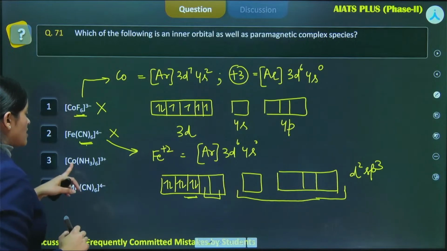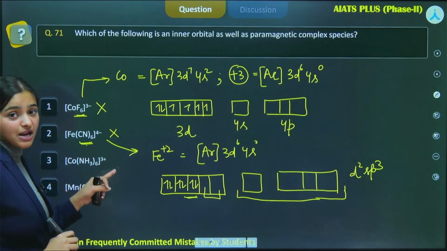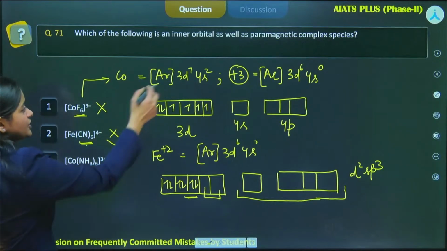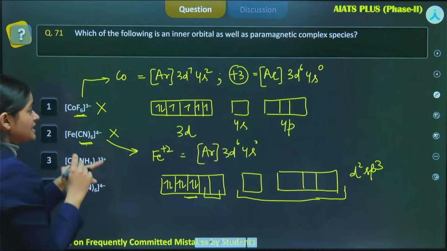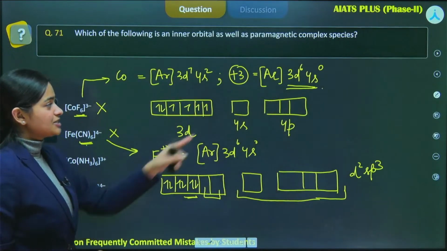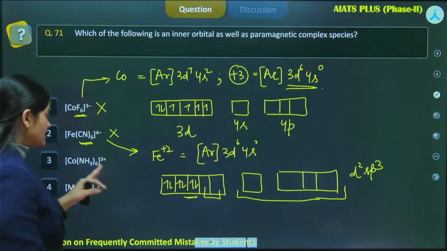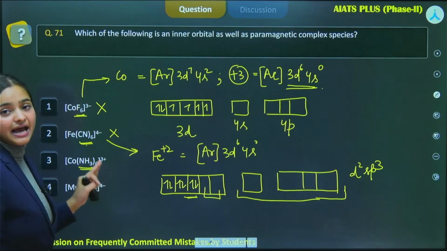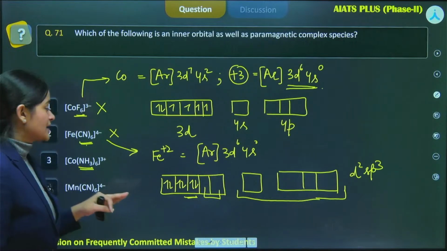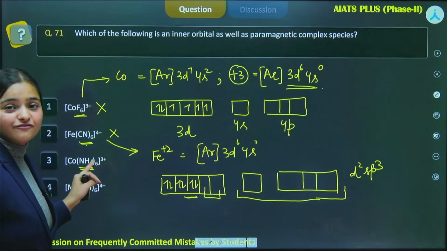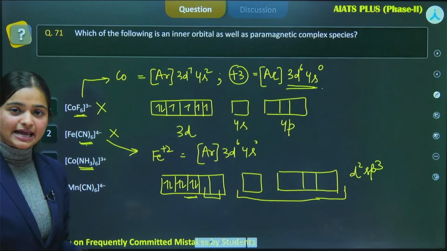But if we talk about Co(NH3)6 3+, cobalt is again in +3 oxidation state. So I will be drawing it here only. In +3 oxidation state, the electronic configuration is 3d6 4s0. But now the ligand is ammonia, NH3, right? Now due to NH3, what happens? Since it is a very strong field ligand, pairing will take place.